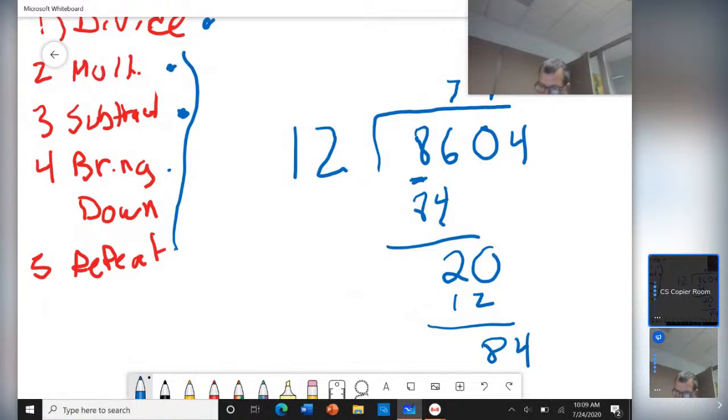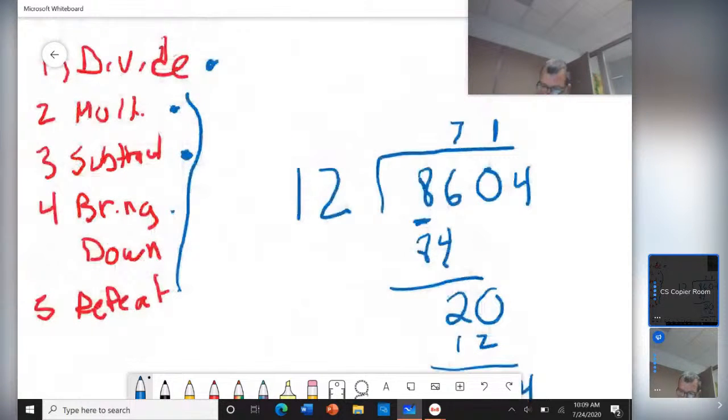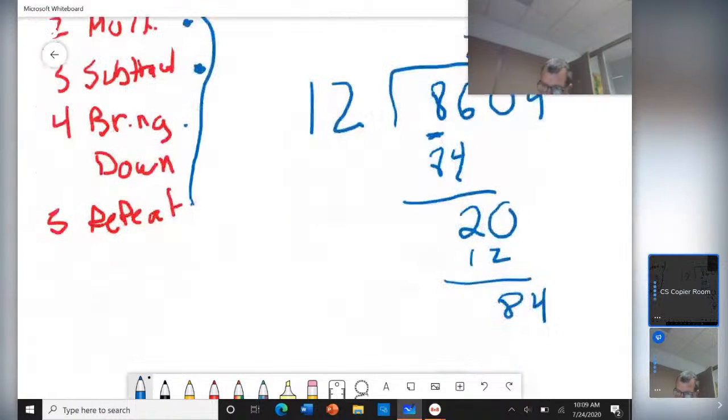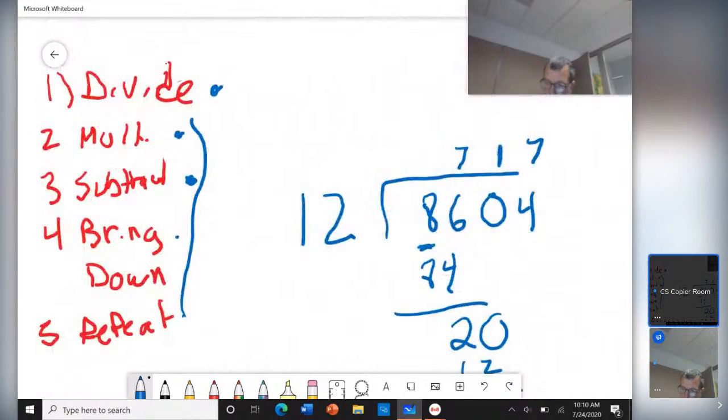Now 12 and 84. We know we already did it over here, so it's going to be 7 times. 7 times 12 is 84. That's the multiply step. Subtract. And there's nothing left to bring down. So we're going to have 8,604 divided by 12 is going to be 717.